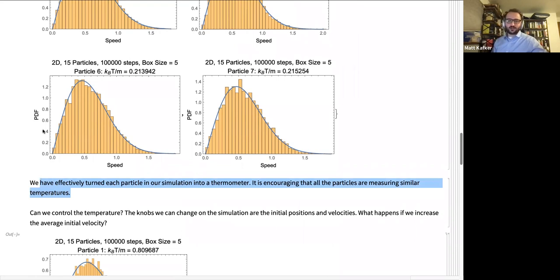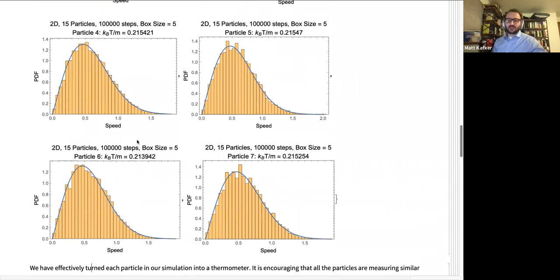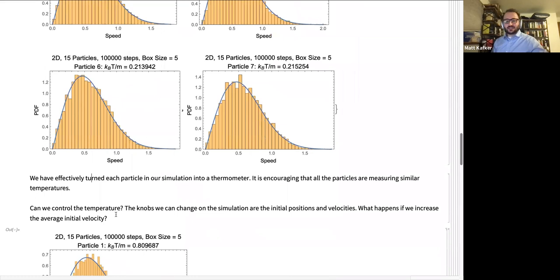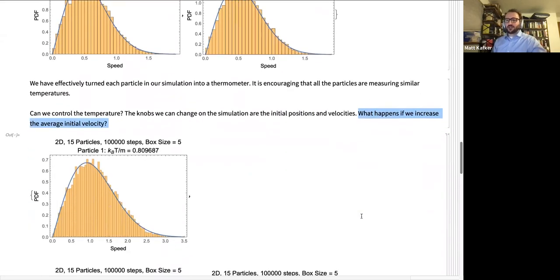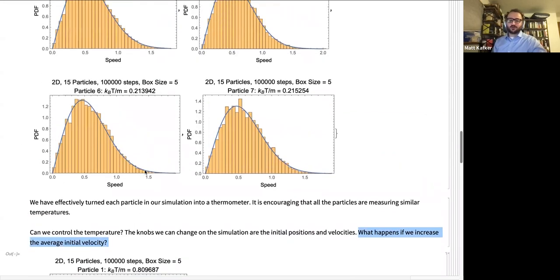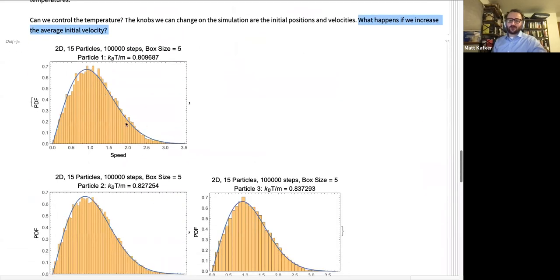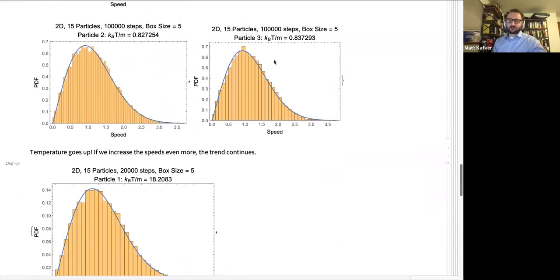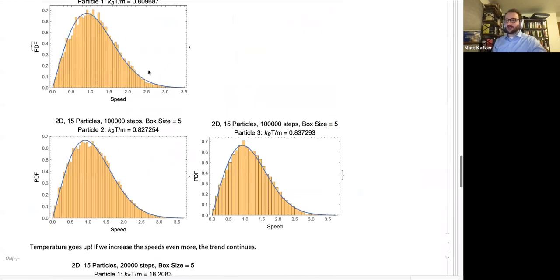Again, there are other ways to measure the temperature, but this appears to be stable across the individual particles in any one simulation. So if this is indeed the temperature, we should be able to control it just by manipulating the initial conditions, because that's the only thing that we basically have the ability to control here. The only options are initial positions and velocities. So if we increase the average initial speed, which is what we do here, all of a sudden 0.2 is going up to 0.8. And if you look at the particles, it looks like their speed is tracking with this as well.